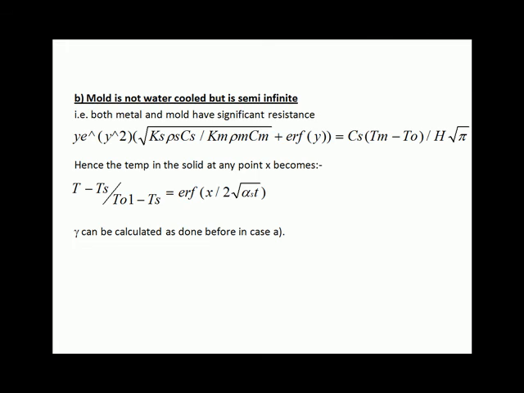Now the case B, where the mold is not water cooled but it is semi-infinite. So here both metal and mold have significant resistance. So here the equation would be a little more complicated, which would be given by this. Now we can easily see that here even the mold properties are taken into account. The temperature at any point x would become this. Now gamma can be calculated as done before in case A from that equation.